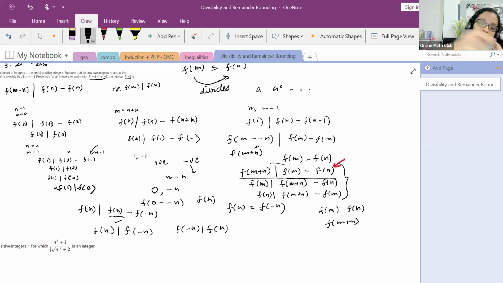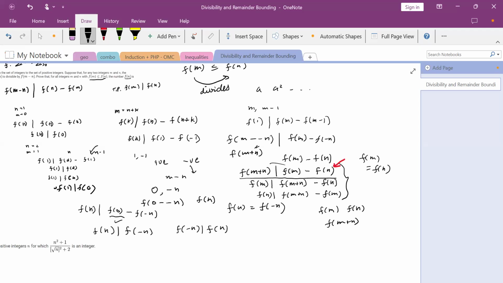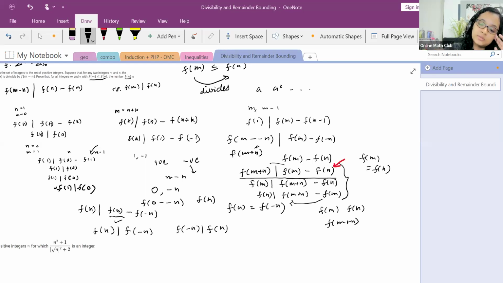So in that case, you have f of m equals f of n, which was the question. Now, if f of n is the largest among the three, then what can you say? If f of n is the largest, then the second and third cannot be. So if f of n is the largest, then these two have to be equal. Then the second one implies f of m divides f of m minus f of n. So that just means f of m divides f of n. And similarly, if f of m is the largest, then you get the opposite way.